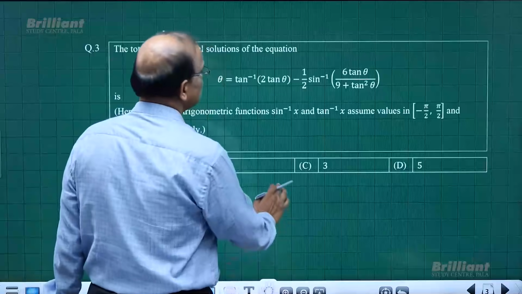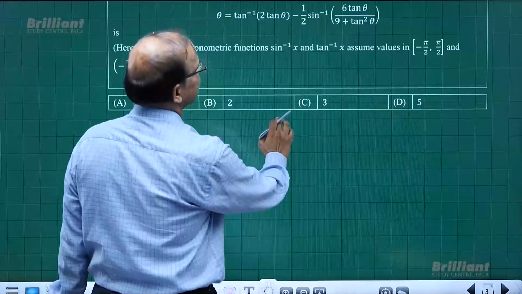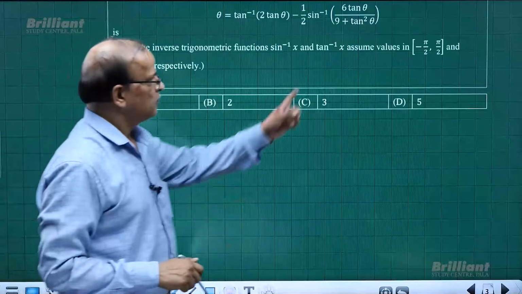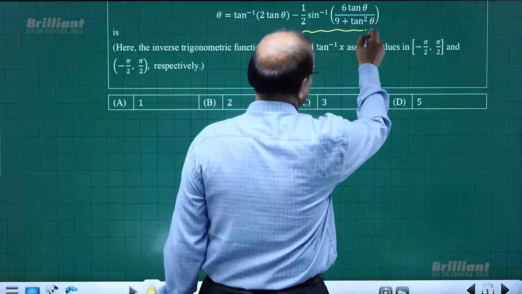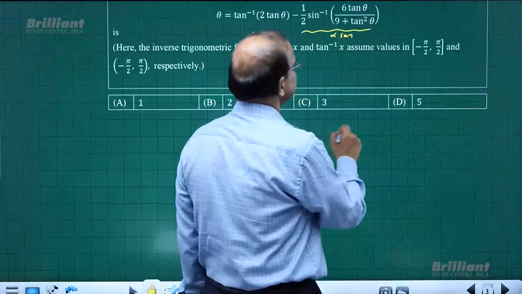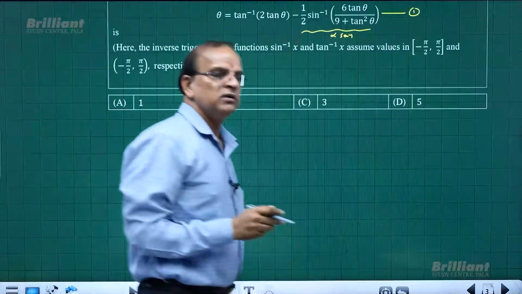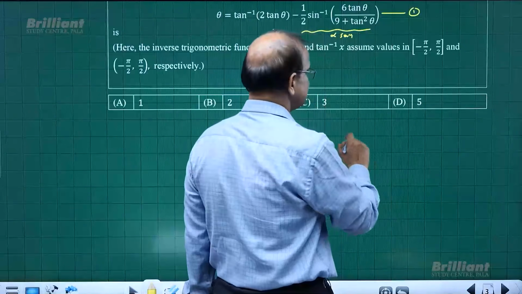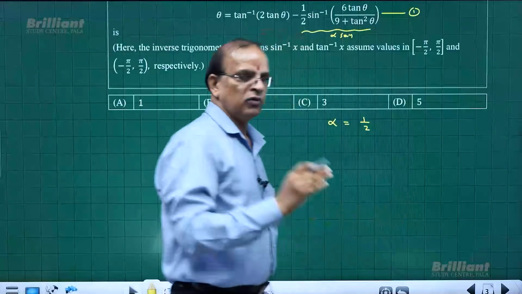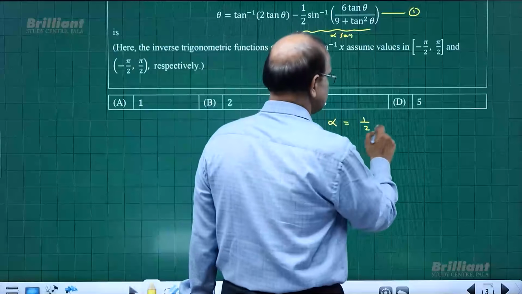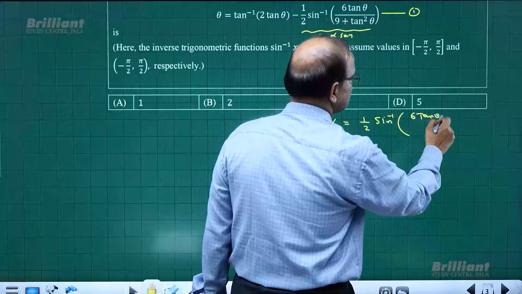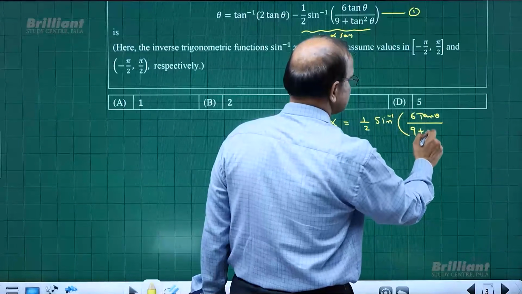Now this is number of solutions of the equation, right? Number of solutions of the equation. So now first we will take this as alpha. You take this as alpha, say, right? Now this we will take as equation 1, right? So what is our alpha? Alpha is equal to 1 by 2, right? From 1 by 2 onwards, not minus, right? Sin inverse of 6 tan theta whole by 9 plus tan square theta.